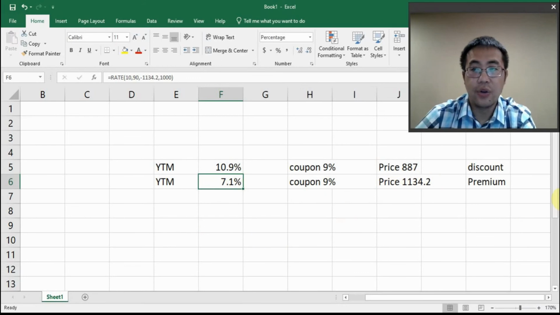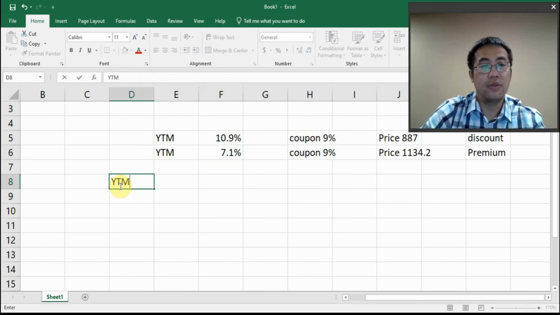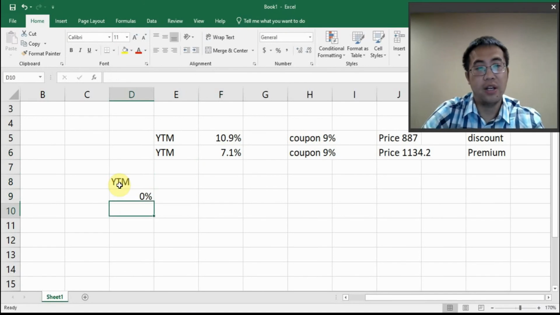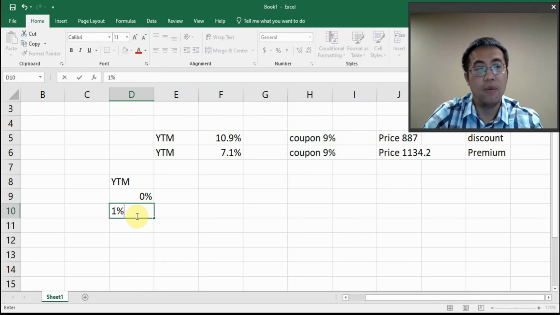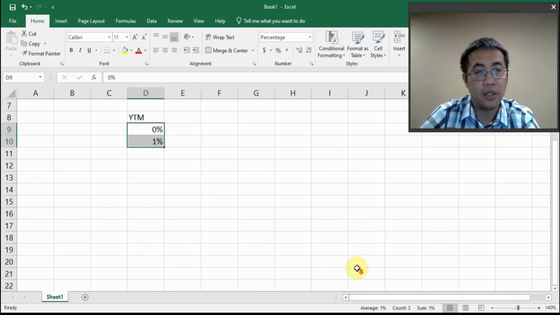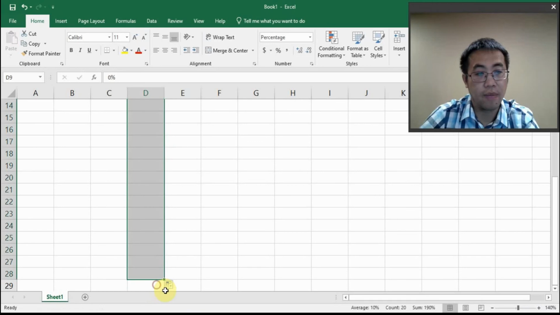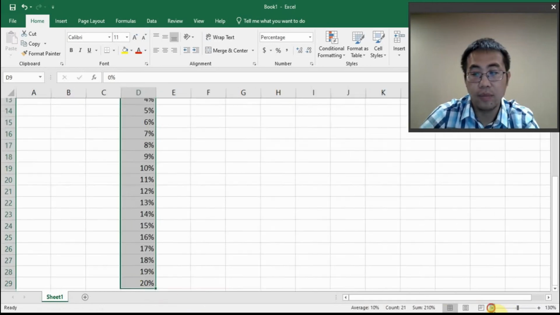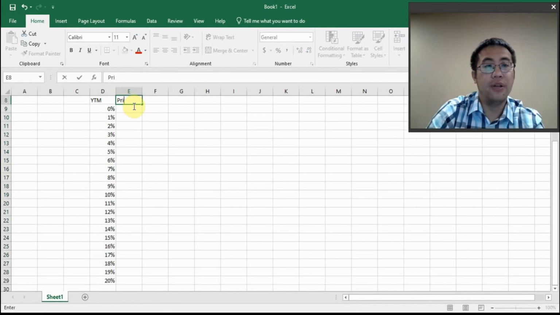And I can also show you a chart. So let's say this is the yield to maturity. It could be from 0% all the way to 20%. So I put a 1% underneath that. Let me just zoom out so we can see the bigger picture. And all the way to 20%. Keep zooming out. And then what is the price of the bond?